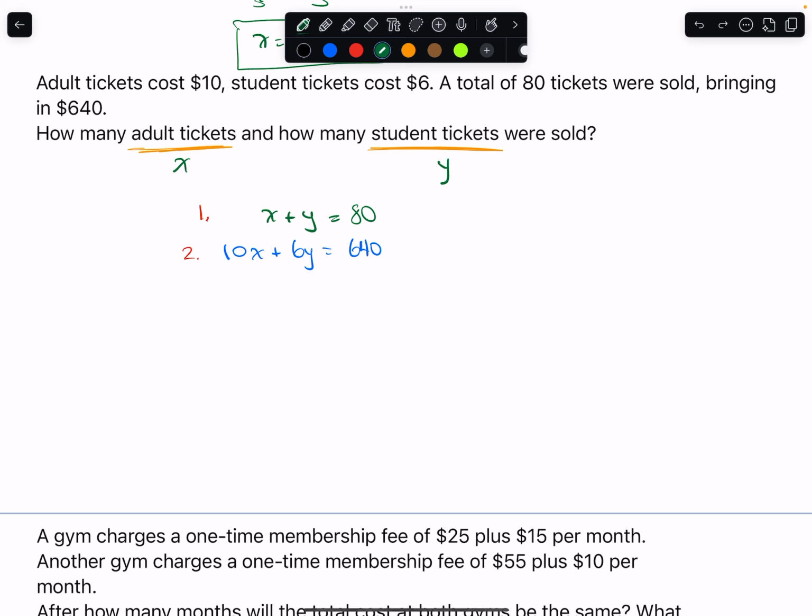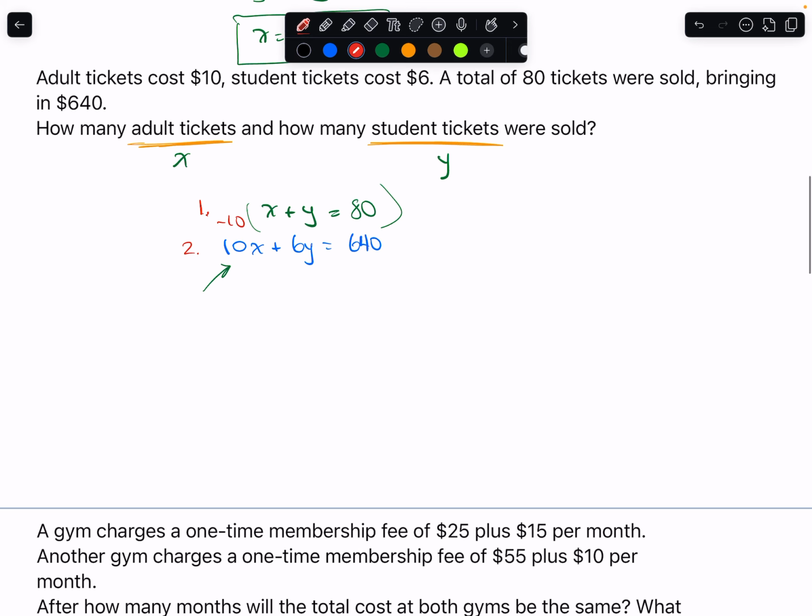The x on the bottom for number 2 is 10x. So to have the x's cancel out, I would have to make the top, this whole top part, multiplied by -10. That way, the x's on the top and the bottom can cancel out. Let's try this out.